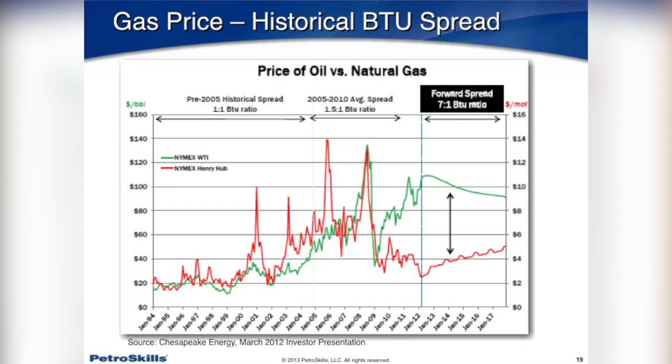So there's a significant dynamic that has changed relative to commodity pricing because of these large volumes of natural gas that are coming online. Historically, oil and natural gas pricing has moved in parallel to one another based on the BTU content.